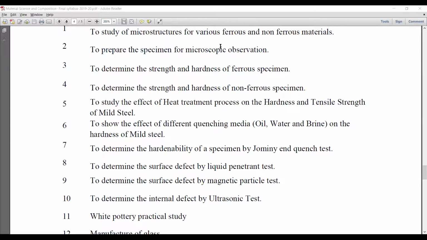So this was your first experiment: to study the microstructures of various ferrous and non-ferrous materials, and to prepare the specimen for microscopic observation. So this is how it is done. The first two experiments are almost delivered by me, so I hope you have understood it. When we meet in the next lecture, we will talk about the strength and hardness.